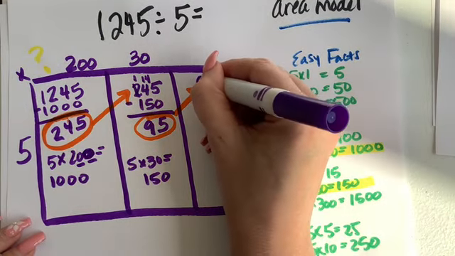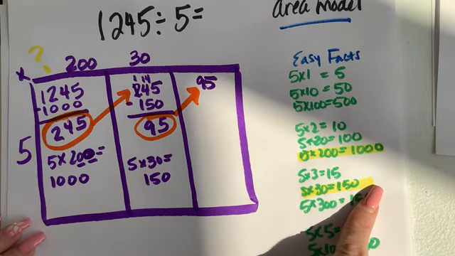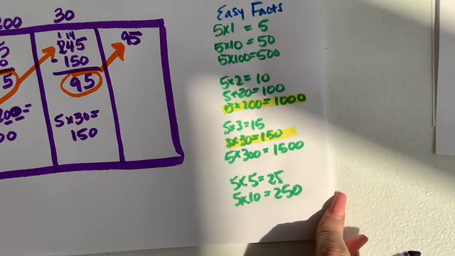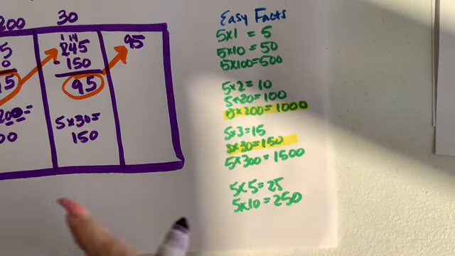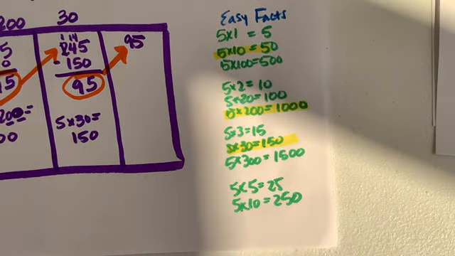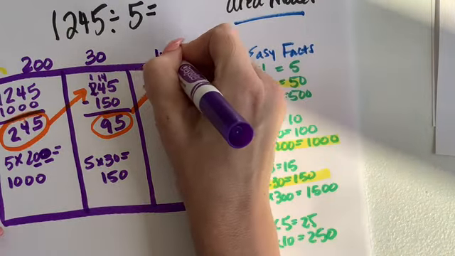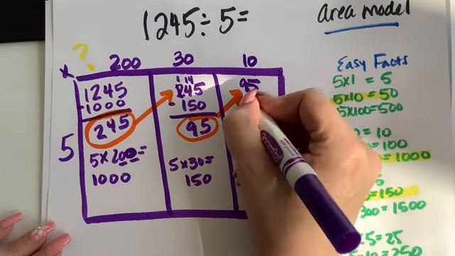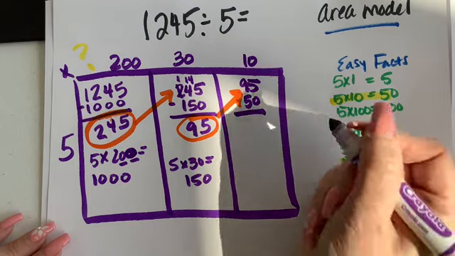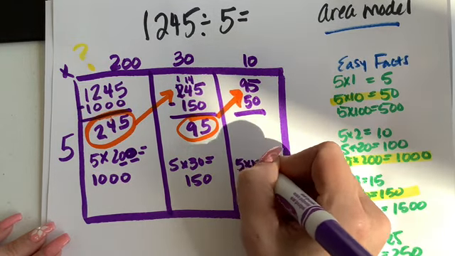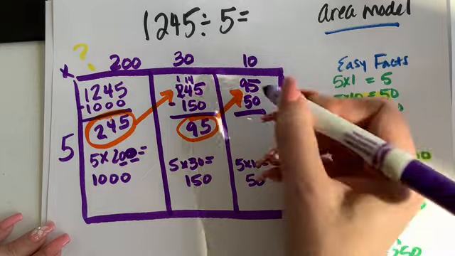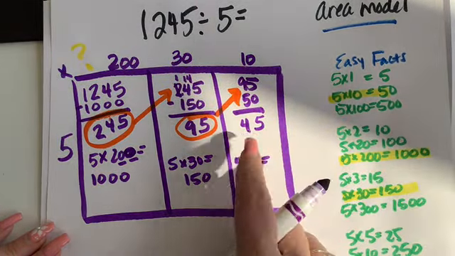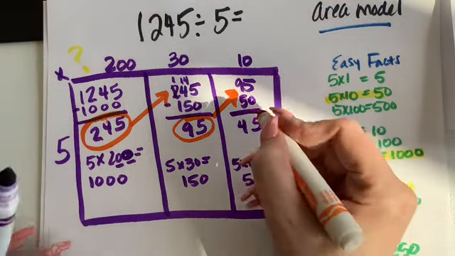So I'm going to have to go over here to my easy facts again. 100 is too big. What do I have that's close? Okay, well, I have this 50. So 5 times 10 is 50. 5 minus 0 is 5. 9 minus 5 is 4. I still have 45 left.